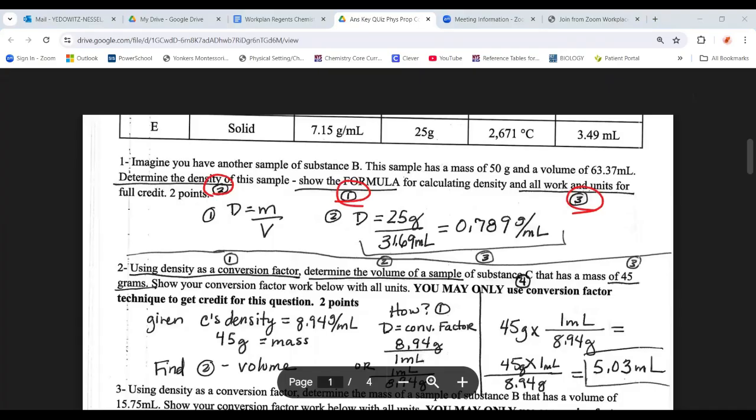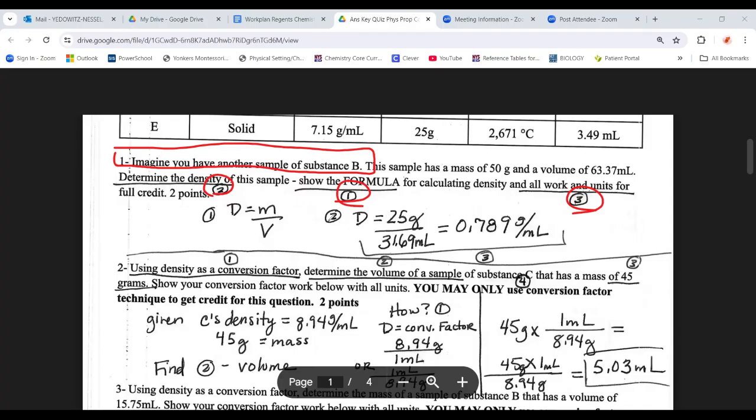What I'm doing is showing you how to read through the question and identify the important things. The first thing I asked you to do was imagine that you have another sample of substance B. Some of my sharper kids were like, but I already know the density of substance B. Yes, I know that. But what I'm testing you on in question one is, can you calculate the density of a substance? So I'm going to give you a different sample size and ask you to calculate it again. Now, if you're bright, you might have noticed that you should be able to check your answer against the data table and see if you're doing it right.